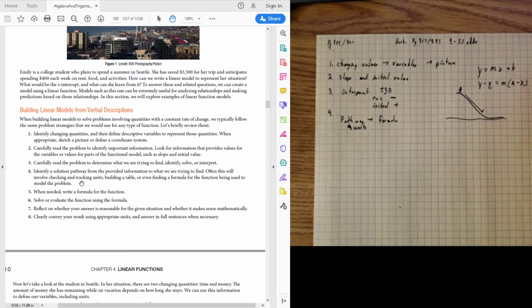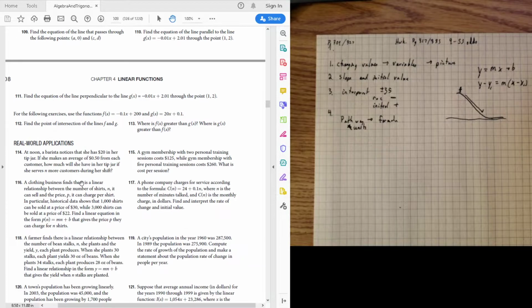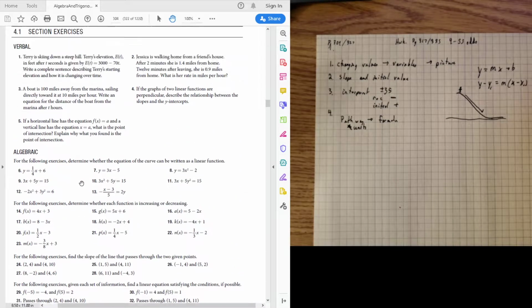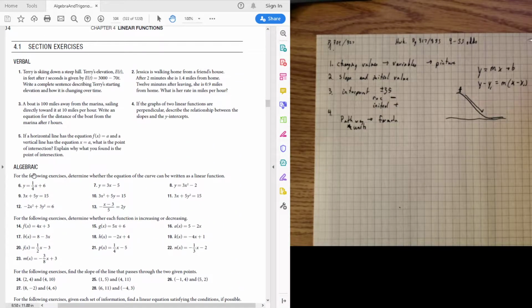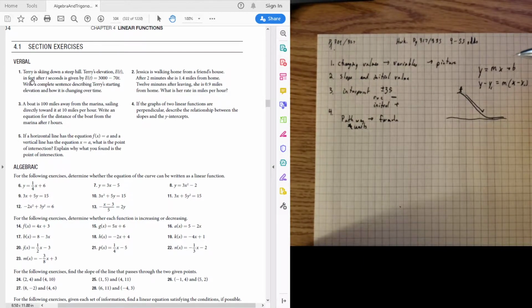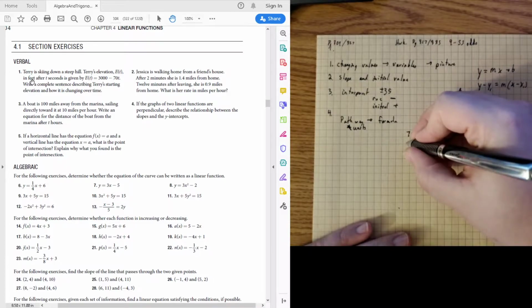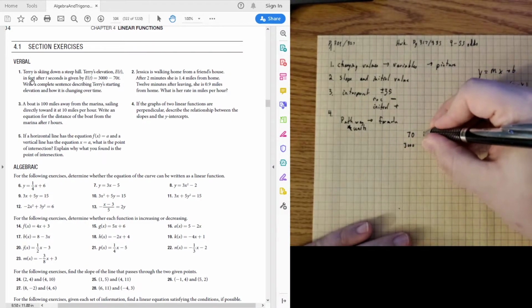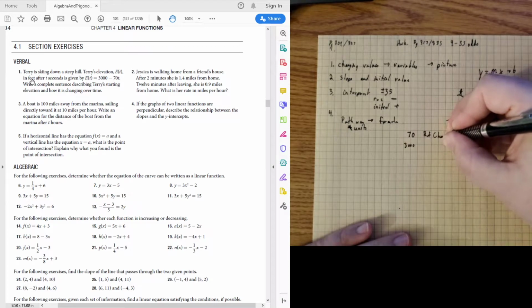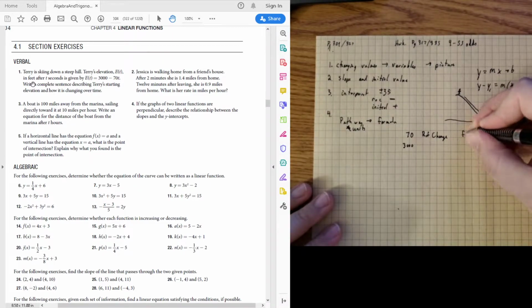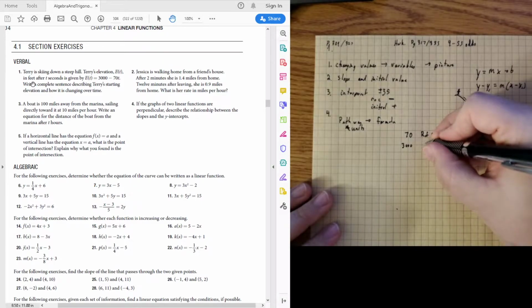The same example from last week. In fact, I'll scroll up to it for a second. This was, I believe, the very first problem we had last week from this assignment. Oh yeah, number 1. Terry's skiing down a hill. Terry's elevation in feet per second is given by this formula. Write a complete sentence to describe what's happening. Well, if you look at this information, if I know I'm doing 70 and I've got 3,000, the 70 is my rate of change, which in this case, it tells me it's in feet per second. My 3,000 is in terms of feet.